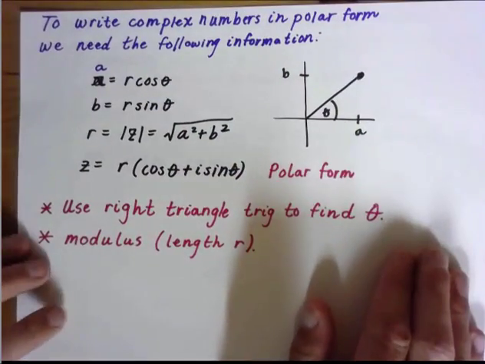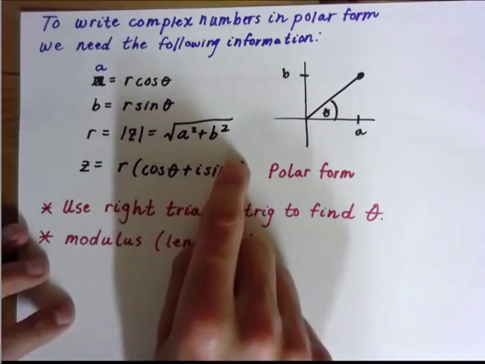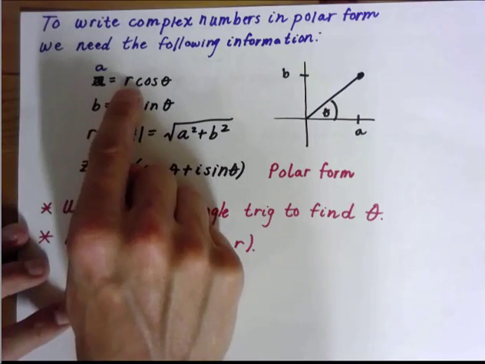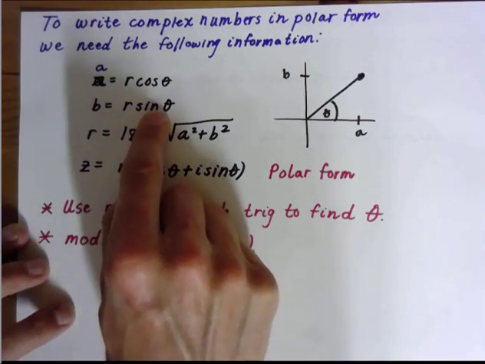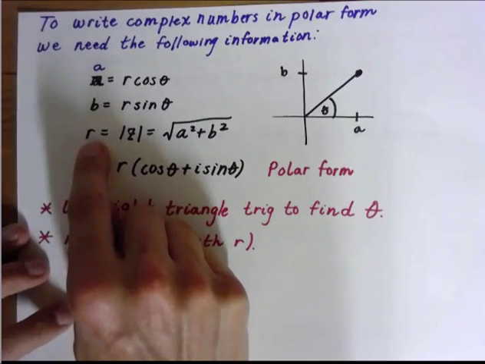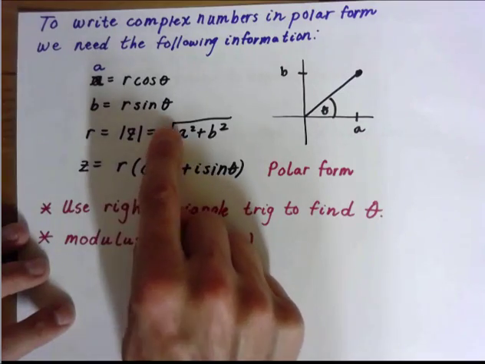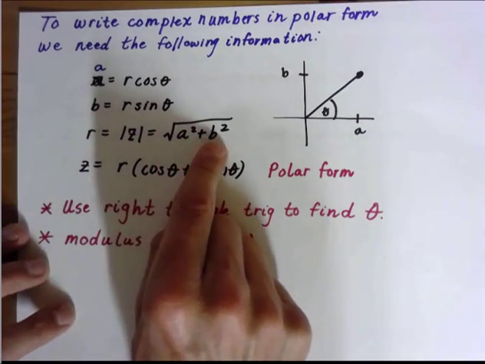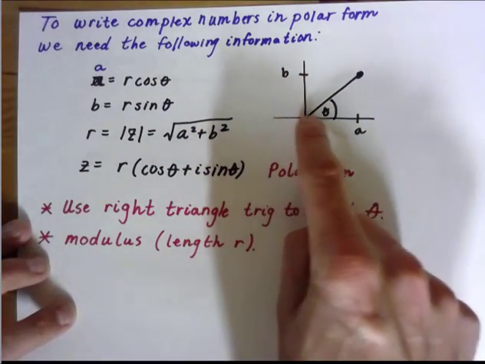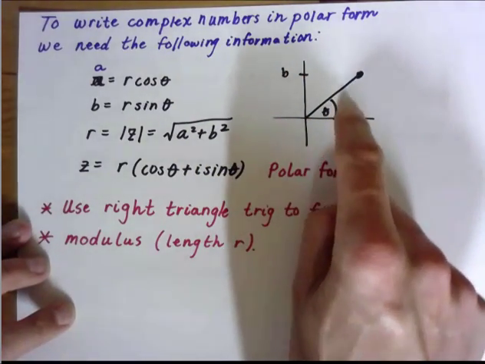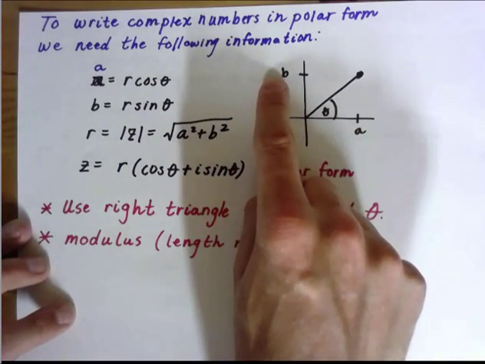A couple things you want to be able to remember to write complex numbers in polar form. You need the following information. a equals r cosine of theta, b is equal to r times sine of theta, okay? r, often called the modulus, which is just the distance, is the absolute value of z, which is just the square root of a squared plus b squared. We also have to think about a plus bi. Remember, here's the complex plane, so we go a over and b units up. You can also consider a being your x value, b being your y value.